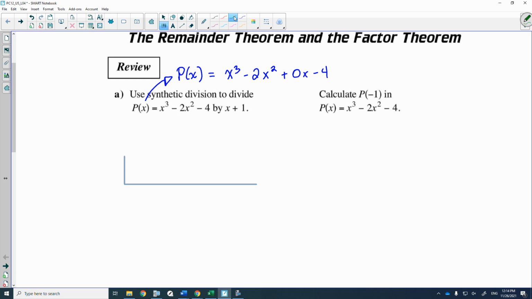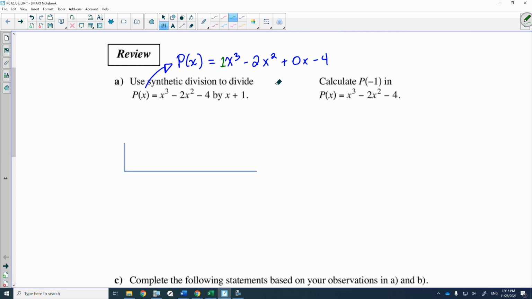Then to synthetically divide, what you're going to do is set up your upside down division bar. And remember, the first row is going to be the coefficients of each term in your polynomial function. So that would be a 1, -2, 0, and -4. What you want to put in front of your upside down division bar is the root of the divisor. So this is my divisor here, x plus 1, and the root of the divisor would be -1.